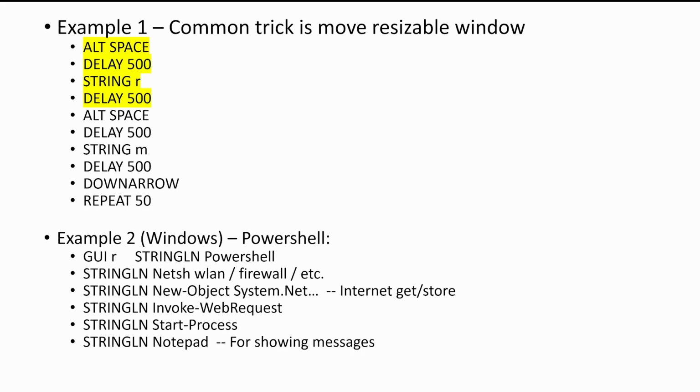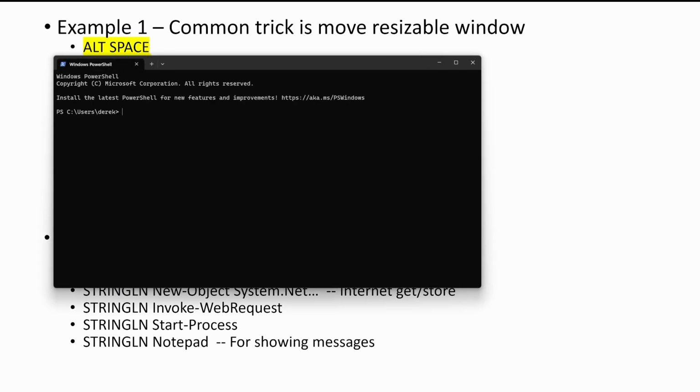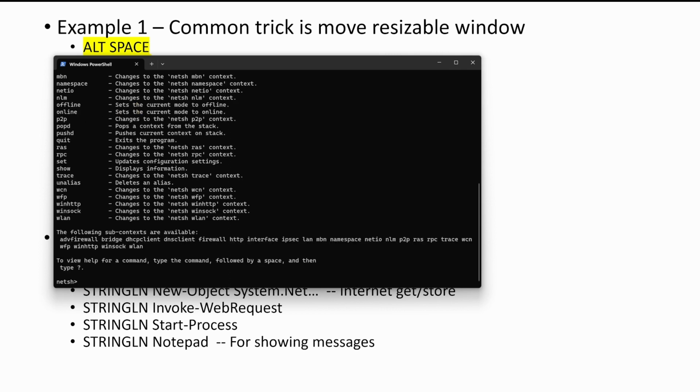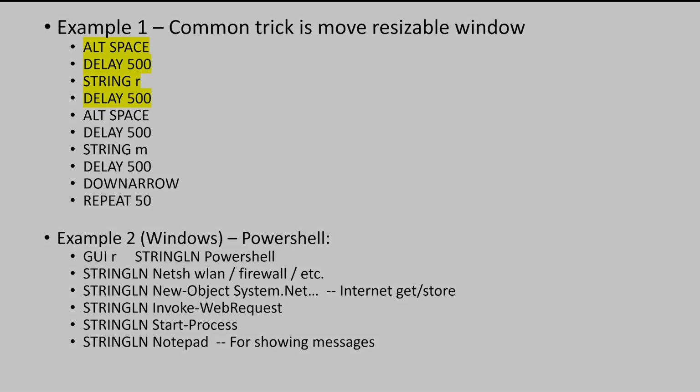Another common thing you'll see in Windows is scripts that are executing PowerShell. So they'll use the GUI-R to pull up that run menu. They'll type in PowerShell along with the enter key. And then they're in PowerShell and they can do things like netsh to access the firewall or to access your wireless network credentials. They can use Invoke-WebRequest to access the internet, start processes, invoke Notepad for showing messages. These are for Windows-centric environments, so you'll see that kind of thing.